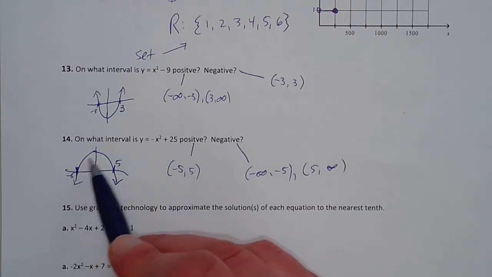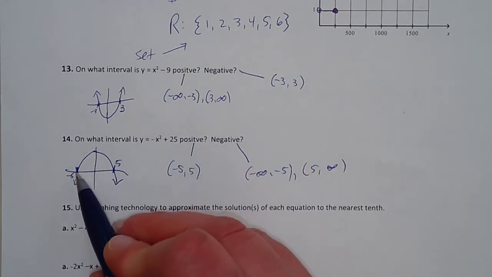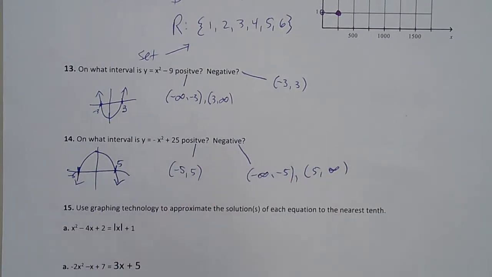More of the same. This one flips downward because it's a negative x squared. It's also shifted up 25 units, but it crosses at negative 5 and 5. You can come up with it from the graph, the table, however you want, but you definitely got to come up with it.